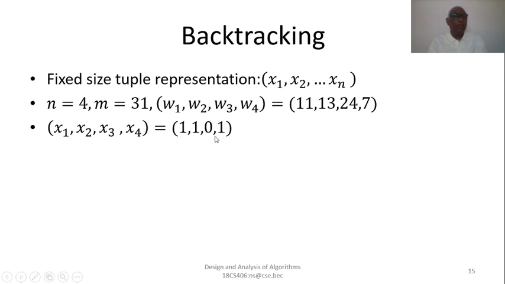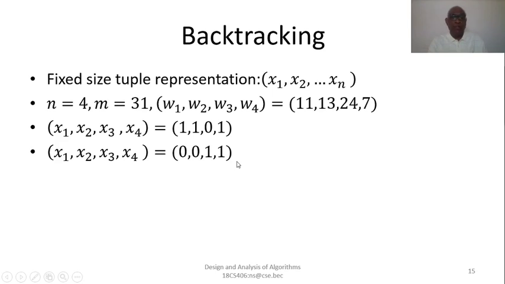And this form of expressing the solution is called fixed size tuple representation. Obviously, it's called fixed size tuple representation because the tuple always consists of n values in the form of zeros and ones. Whereas in variable size tuple representation, you have p values where p may vary from 1 to n. And the second possible solution is once again a fixed tuple which consists of four values and it is 0, 0, 1, 1, which means that the third and fourth weights are included.